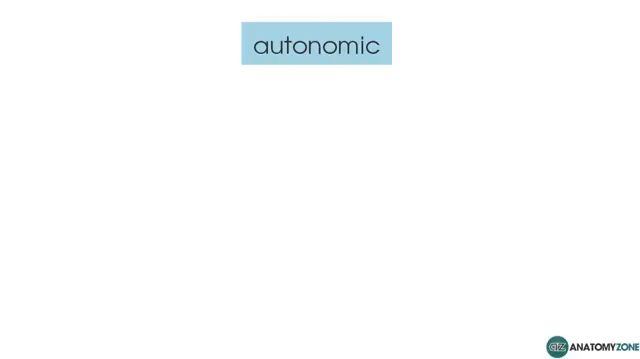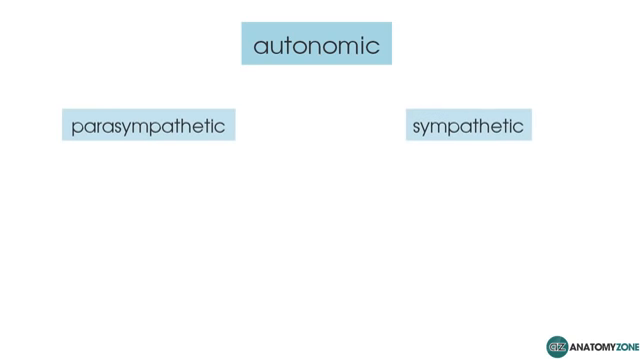So the two main components are the parasympathetic and the sympathetic nervous system. The parasympathetic nervous system is involved in resting and digesting, whereas the sympathetic nervous system is involved in the fight and flight response. So parasympathetic, rest and digest, sympathetic, fight and flight. And this is a broad generalization, but it helps you to get an idea of the function. These divisions are distinct both functionally and anatomically.